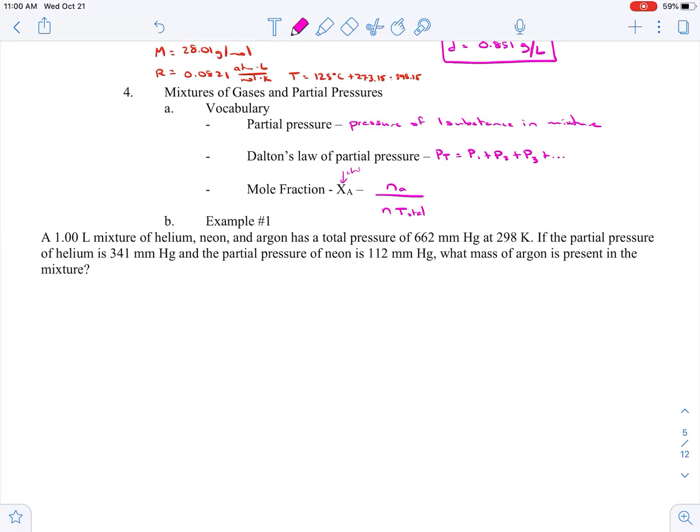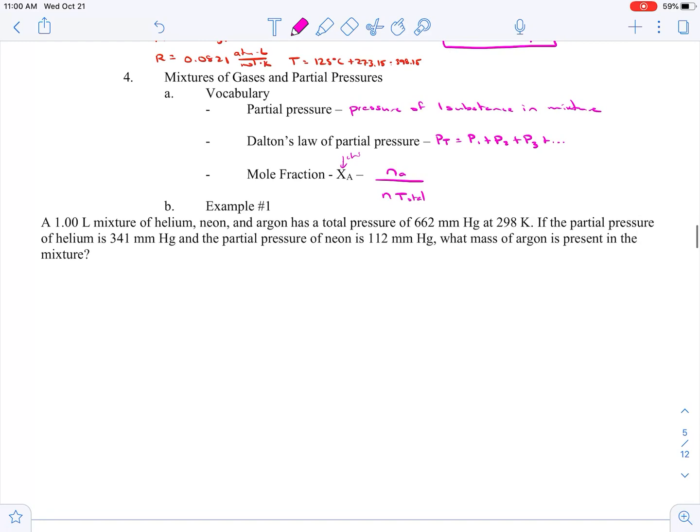We have a 1 liter mixture of helium, neon, and argon with a total pressure of 662 mmHg at 298 K. If the partial pressure of helium is 341 and the partial pressure of neon is 112, what mass of argon is present in the mixture? We're going to start off by using Dalton's law. Our partial pressure of helium plus our partial pressure of neon plus our partial pressure of argon would equal our total pressure.